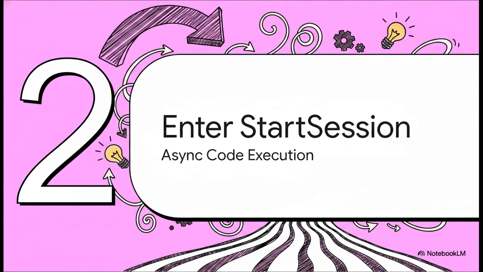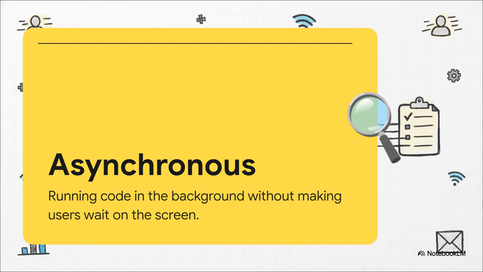Which brings us to Section 2. Enter Start Session. To really get how Start Session works, we have to talk about the word asynchronous. Now, in the context of Business Central, asynchronous basically just means running code in the background without making users wait on the screen. When we use the Session.StartSession method, Business Central fires up a brand new, totally separate session and runs a designated code unit asynchronously. It completely detaches all that heavy lifting from the user's immediate interface.